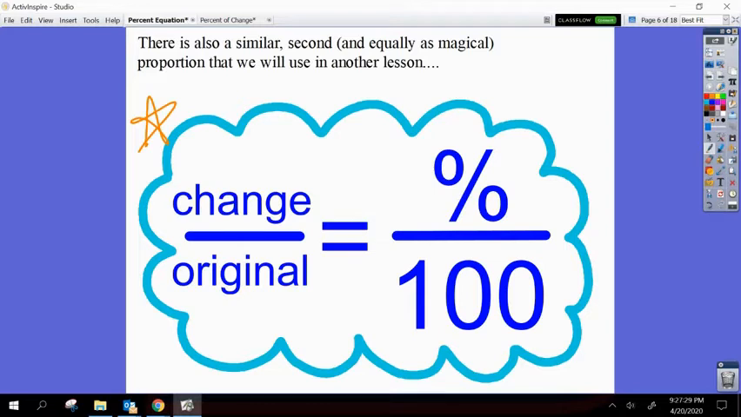Percent of change, we use the change over the original. Percent of change is change over original equals percent over 100. It's not new, so if you do new over the original, you will get them all wrong. It's not what the new value is, it's how much it changed from the original to the new, the amount of change over the original.